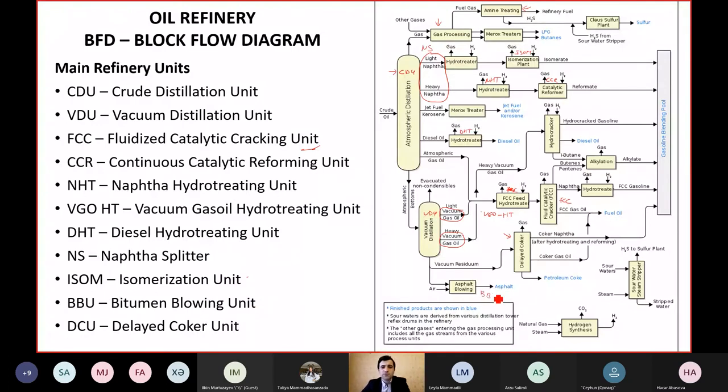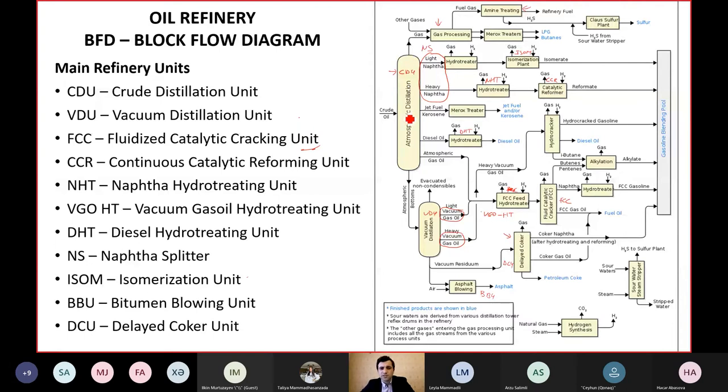Who attended the first session, that will be easier for you, that will be repetition for you. Who is the first time in the oil refinery processing course, please listen carefully and try to understand why we have the atmospheric distillation unit, which is today's main topic, to separate the products related to their boiling points.